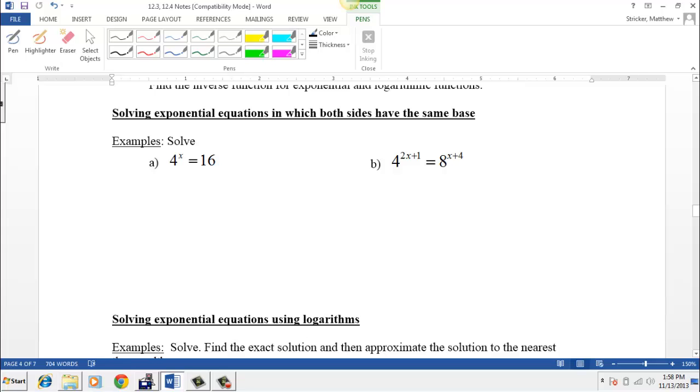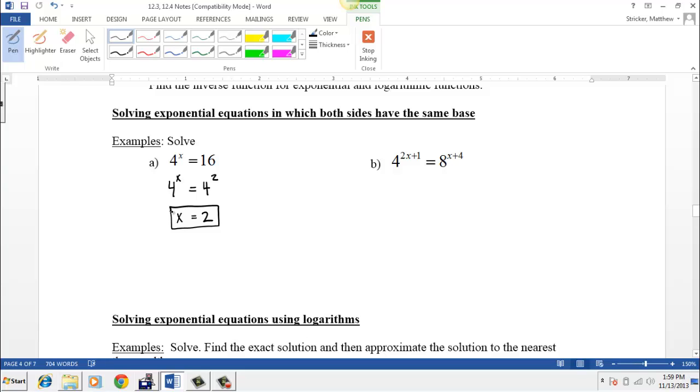exponents where they have the same base, because this left hand side has a base 4, and 16 can be rewritten as an exponent with base 4, specifically 4 squared. And once we have the same base, it's plain to see that the only way 4 to the x can be equal to 4 squared is if the powers are equal. So x has to be 2.